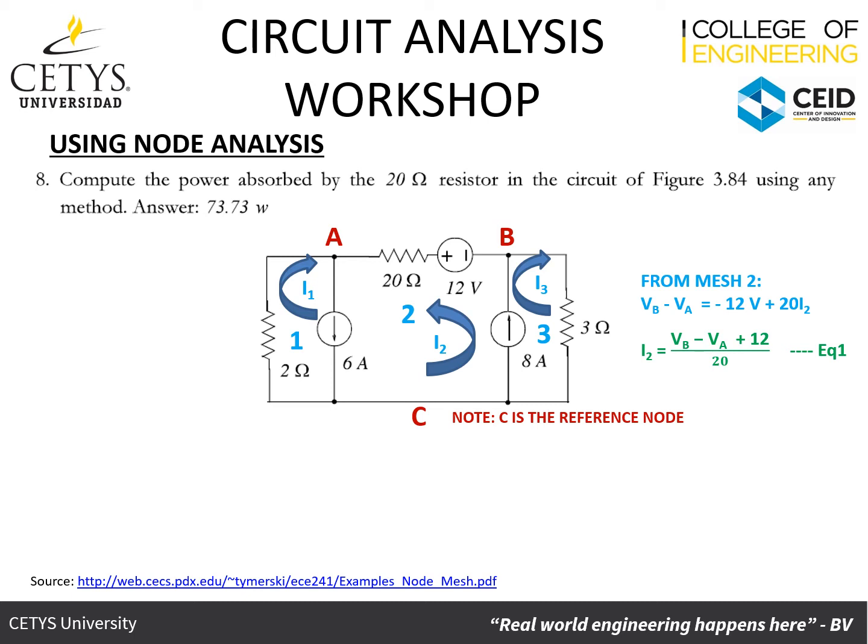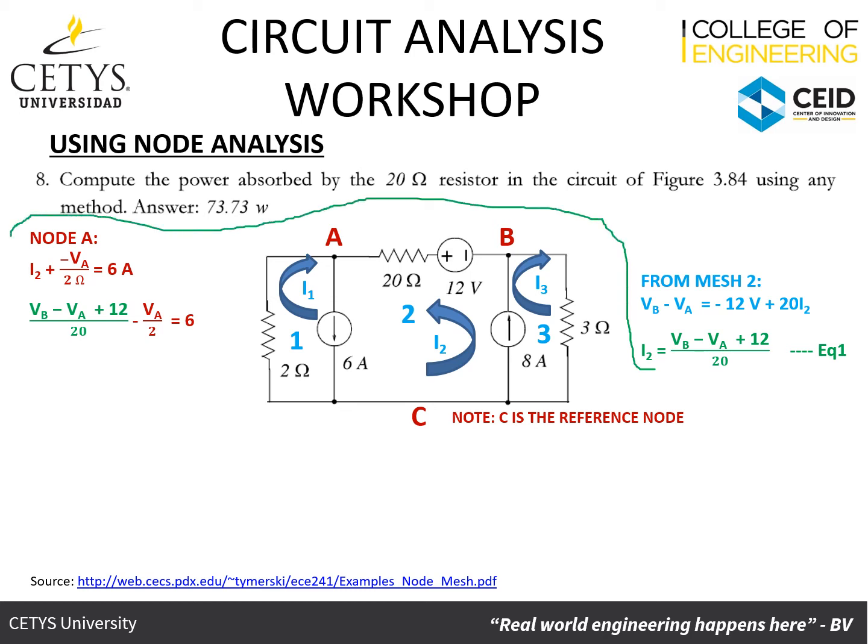So that gives us VB minus VA plus 12 divided by 20. That's equation 1. We're going to call that equation 1. And now, for node A, we had also an expression that had I2 and VA in this case. We are going to substitute I2. What we're doing is substituting the I2 that we just found in equation 1 over here in the node A equation that we had.